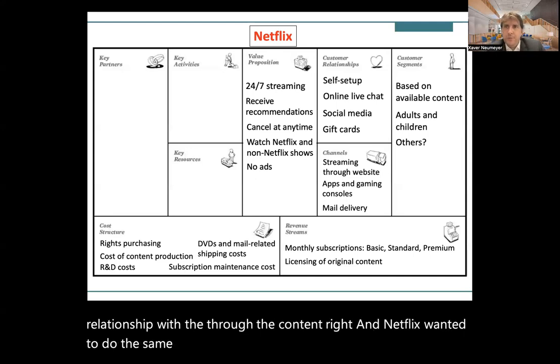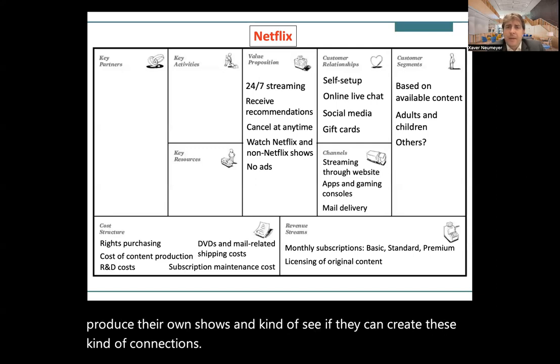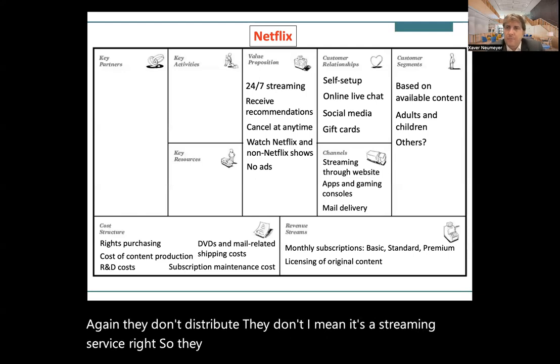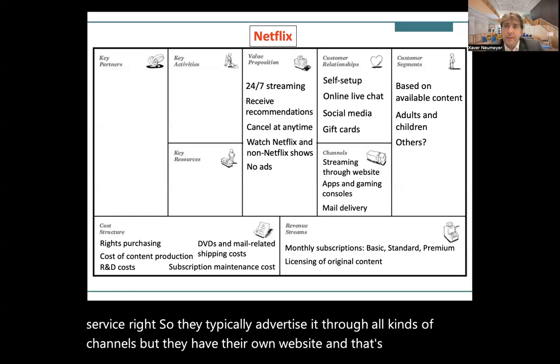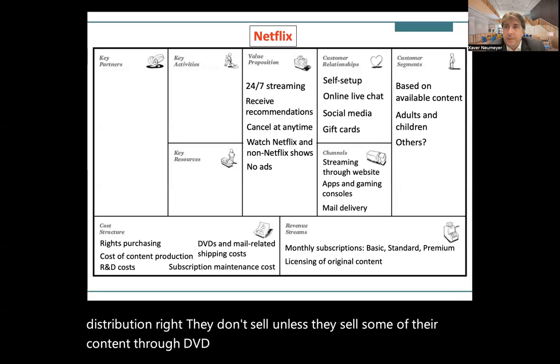That's why they started to produce their own shows and see if they can create these kinds of connections. Again, they don't distribute. I mean, it's a streaming service, right? So they typically advertise it through all kinds of channels, but they have their own website and that's their distribution, right? They don't sell unless they sell some of their content through DVDs. They essentially are their own distributor.